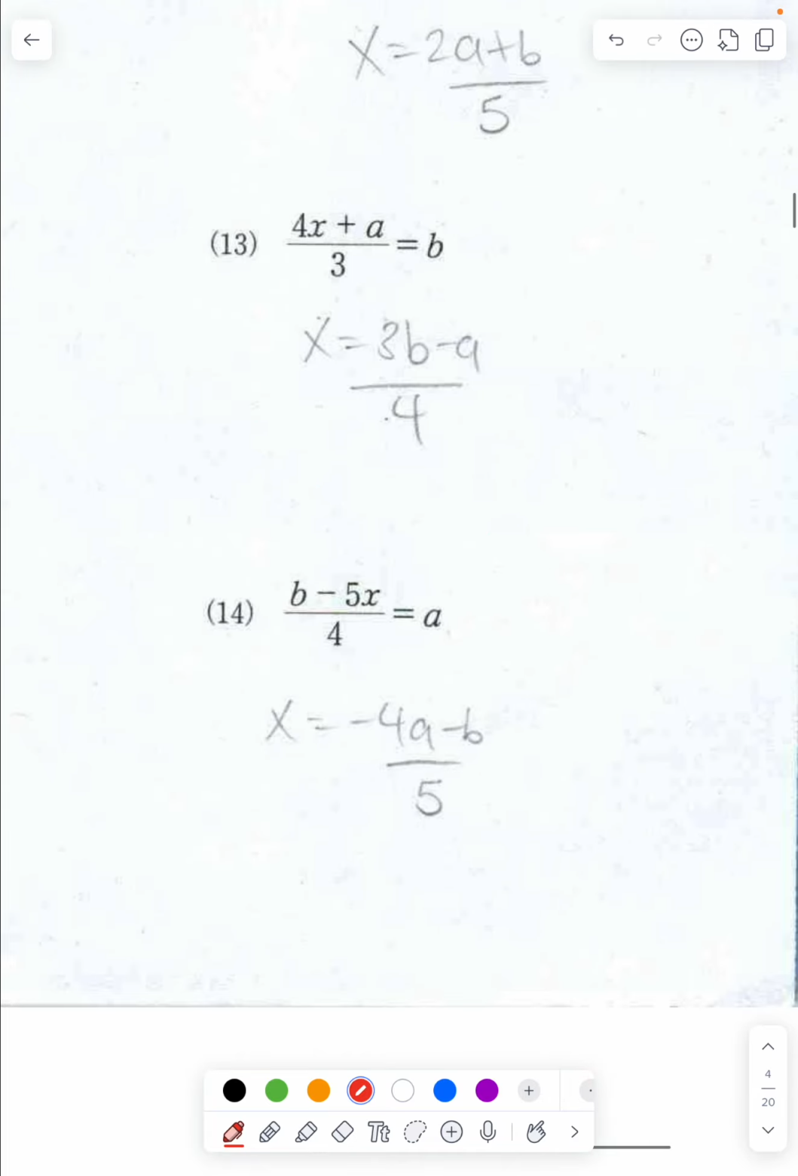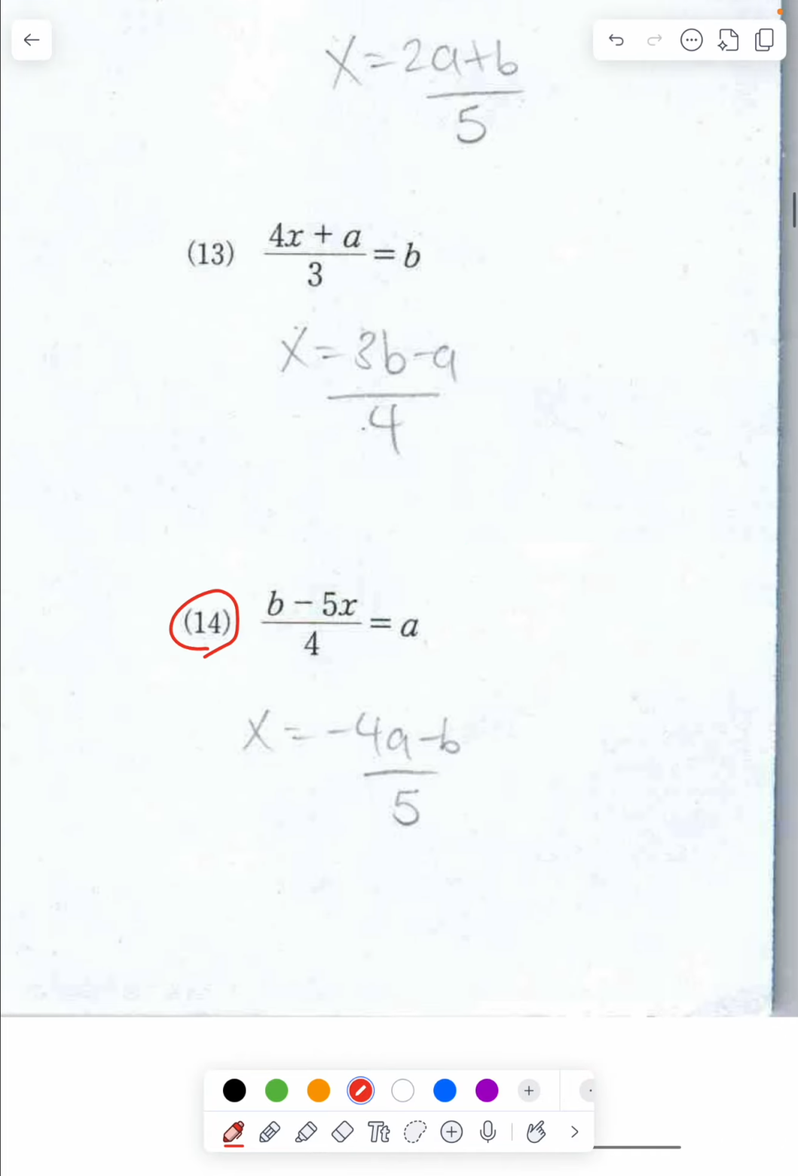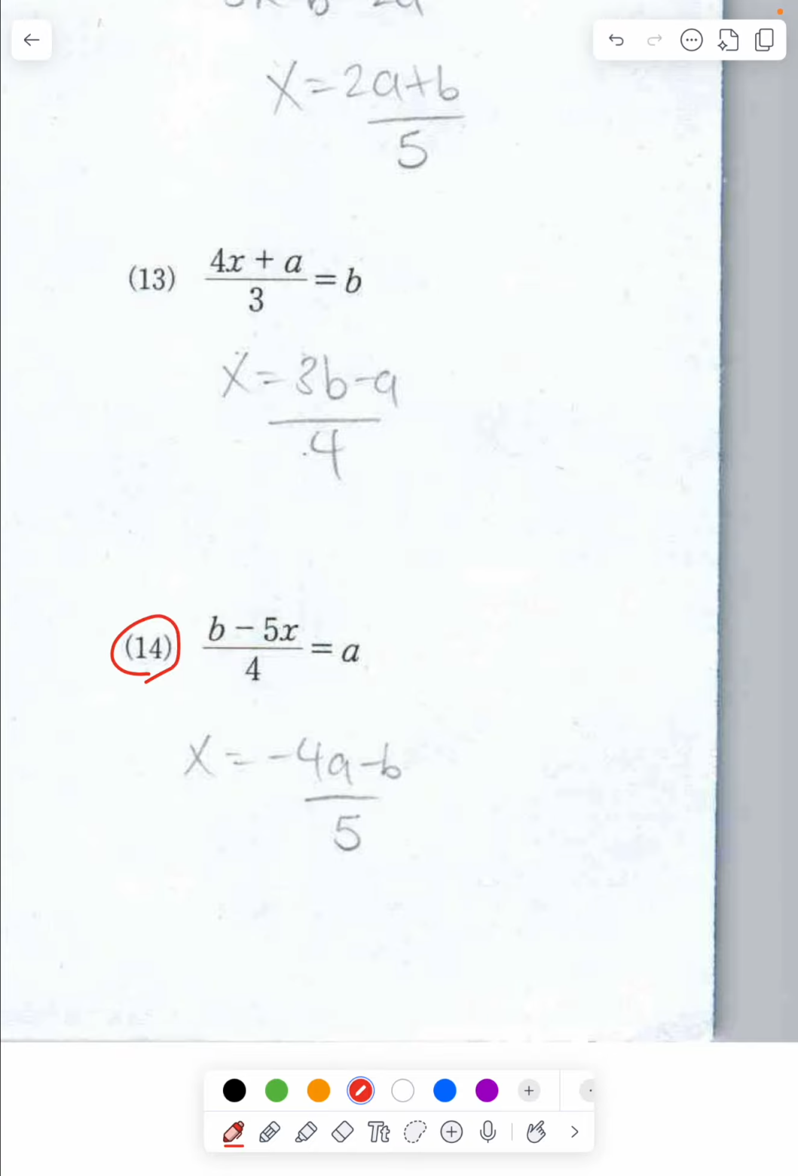Let's take a look at question number 14 and see how we can do it. What do we do first? We get rid of the fraction first, so we would multiply both sides by 4. Good job. Then the left side becomes b minus 5x equal to 4a. Then what do you want to do? I see. So you did negative 5x equal to 4a minus b. Good job.